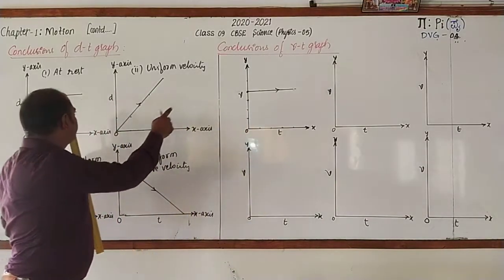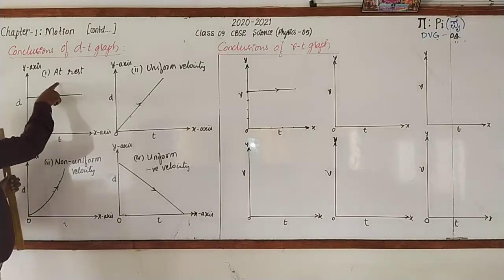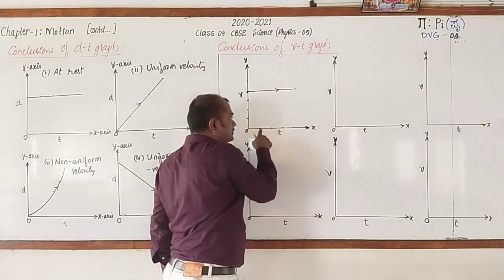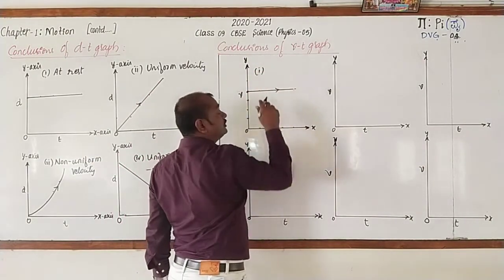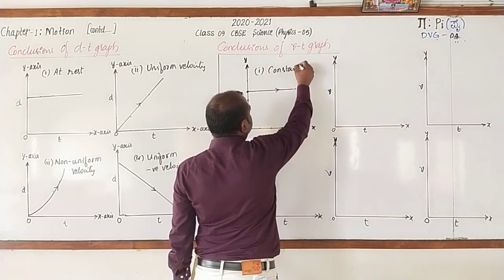Okay, just compare in dt. If the line is drawn parallel to x-axis, it is the body at rest. And here in case of vt, if the line is parallel to x-axis, then you can say that it is uniform velocity or constant velocity.